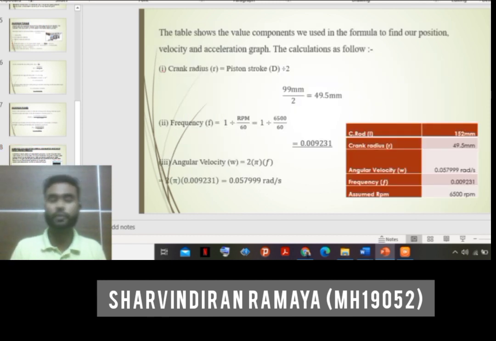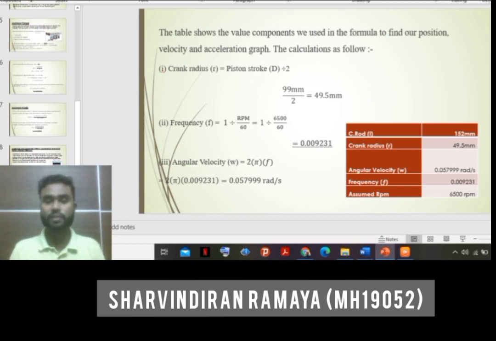Okay. So before calculating the position, velocity, and acceleration formula, we need to find out the components. The components are the connecting rod length, which we got from the manufacturer's manual, 152 millimeter, and the crank radius from our previous calculation.